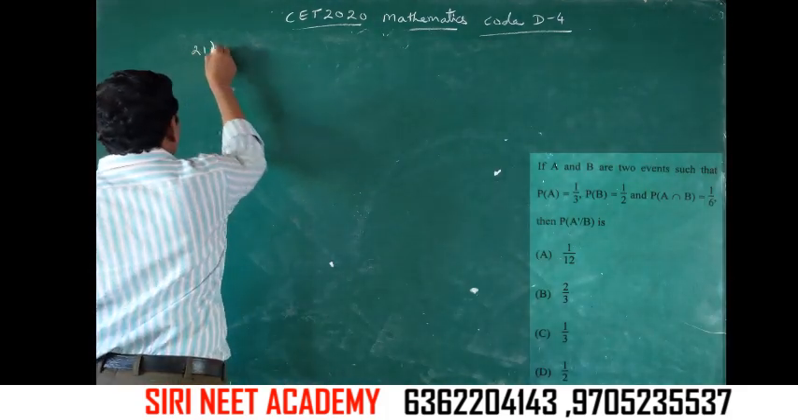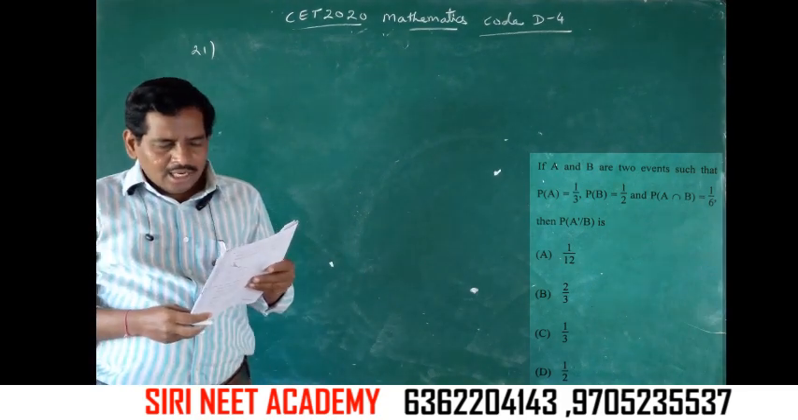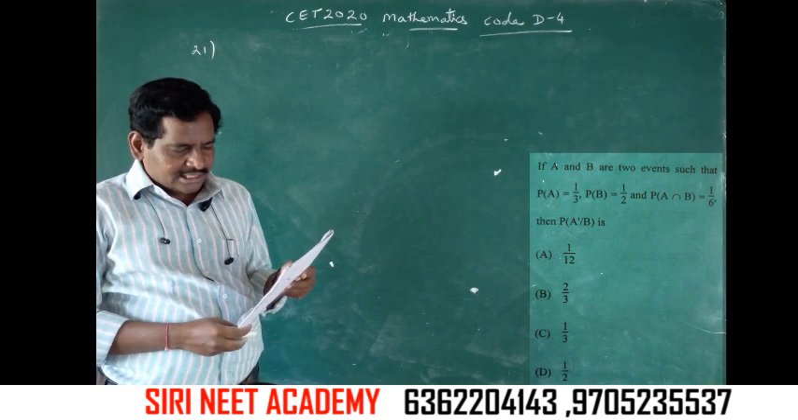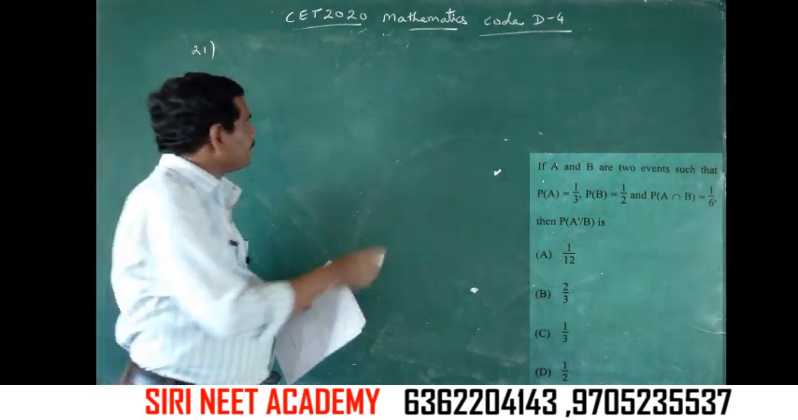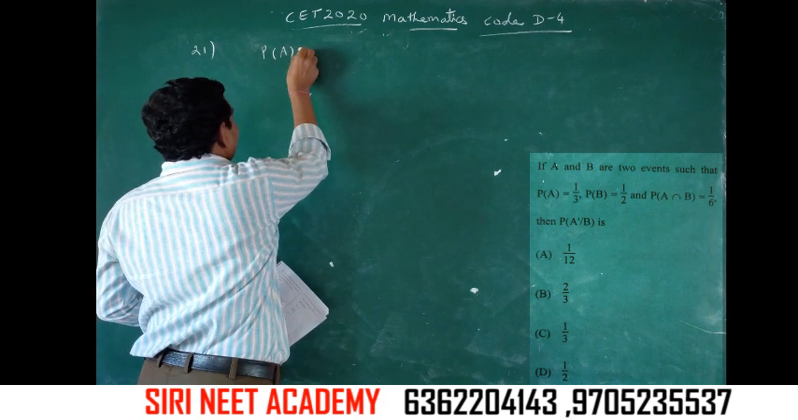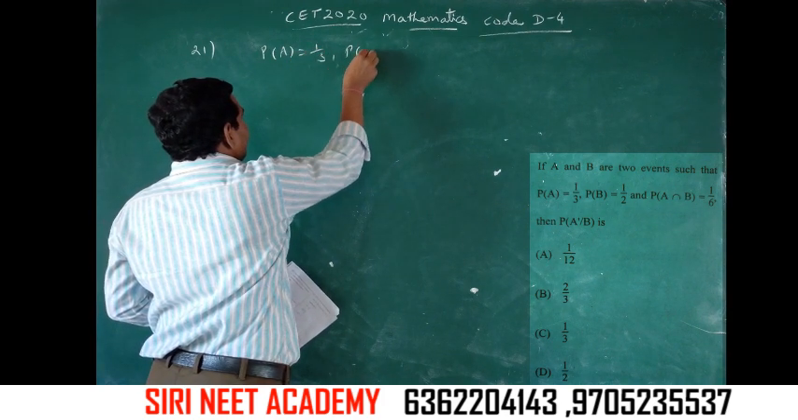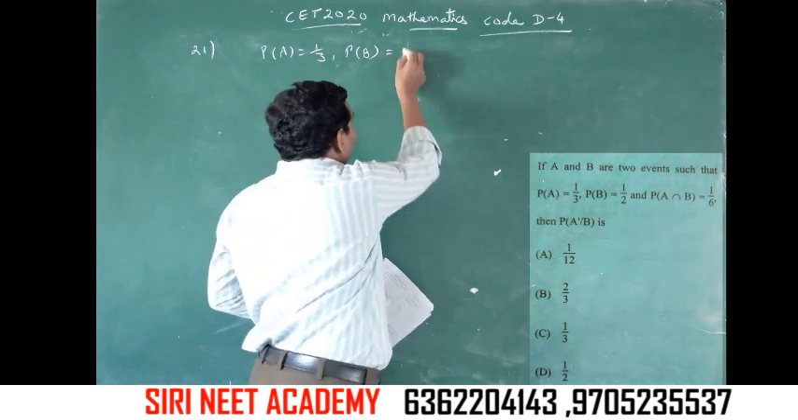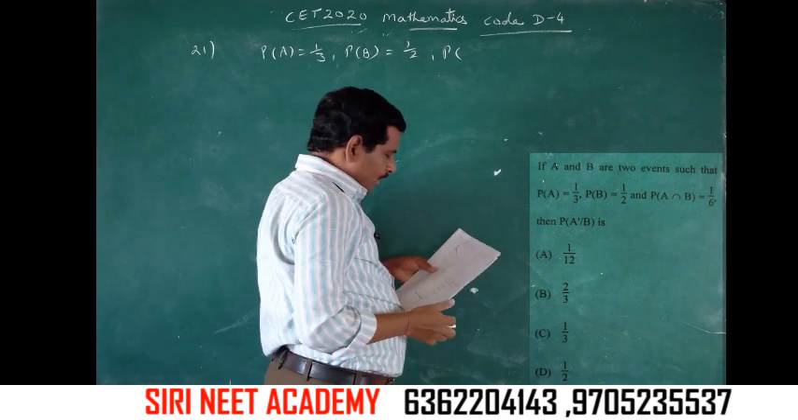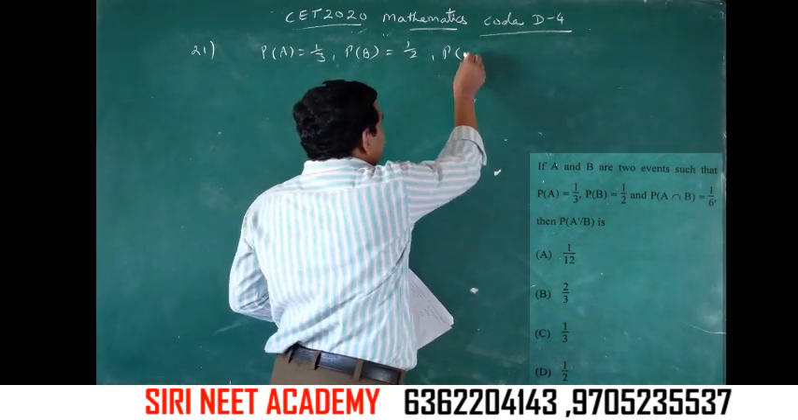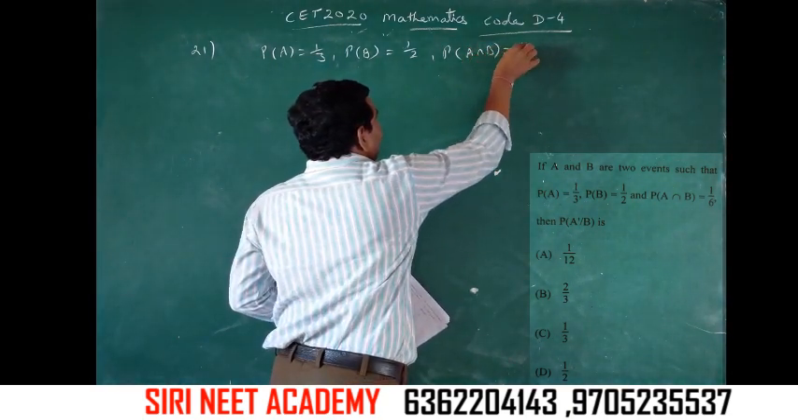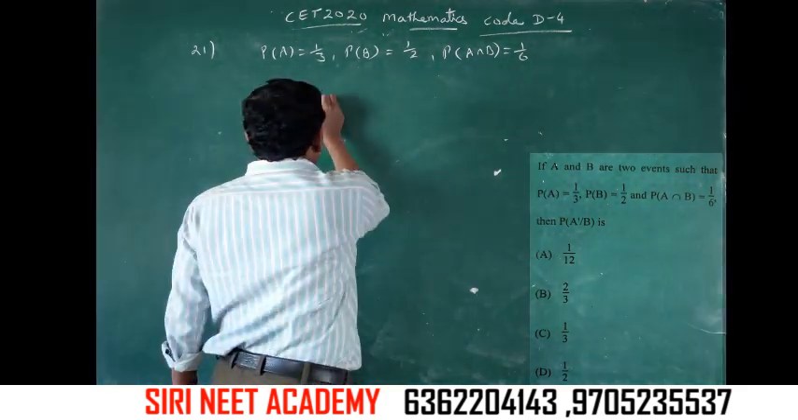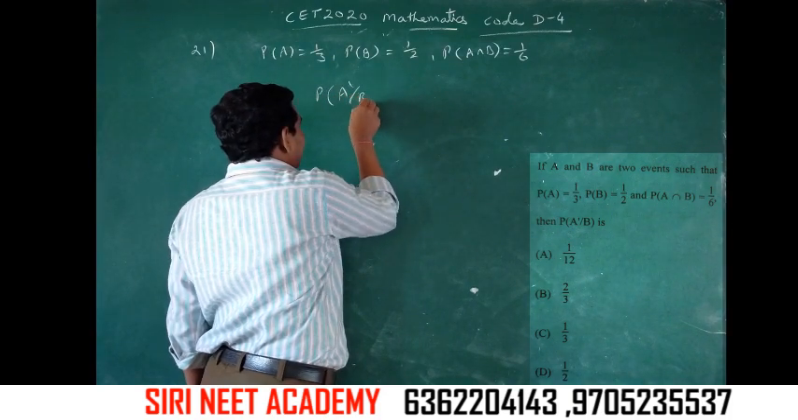Question number 21. A comma B are two independent events such that P of A is 1 by 3 and the probability of A intersection B is equal to 1 by 6. Then what is the value of P of A dash given B?